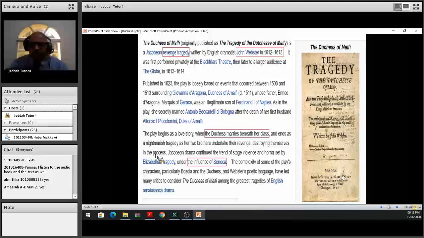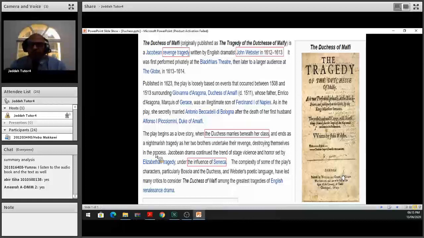What else caught my eye? So the play begins as a love story when the Duchess marries beneath her class. This is actually what the entire play is about. It's the idea of marrying beneath one's class, whether this is acceptable or not. Remember, we're talking about the idea of the great chain of being. We're talking again about the idea of established order, hierarchies that you have to stick to and respect and honor.